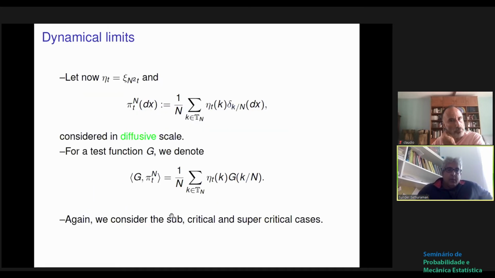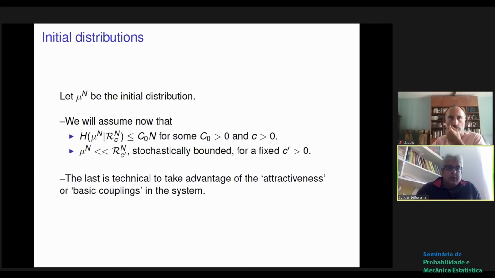Okay, so let's come to the dynamical or hydrodynamic limit. We're going to speed up time here by n squared. So let's change the variable eta t to eta t, and the empirical measure now, with this super n, will be with respect to the speeded up process. It diffuses in this diffusive scale, and we're going to consider subcritical and supercritical cases as well. So what's the initial distribution?